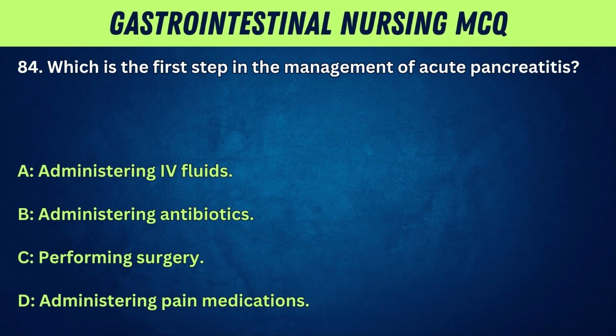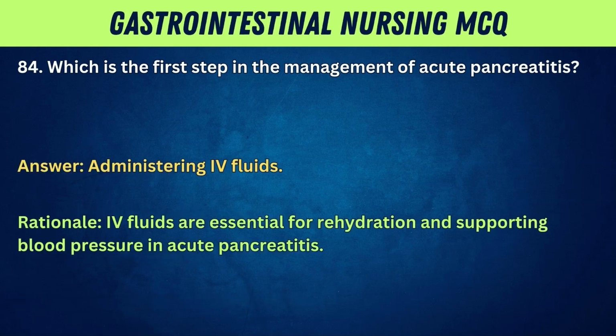84. Which is the first step in the management of acute pancreatitis? A. Administering IV fluids. B. Administering antibiotics. C. Performing surgery. D. Administering pain medications. Answer: Administering IV fluids. Rationale: IV fluids are essential for rehydration and supporting blood pressure in acute pancreatitis.